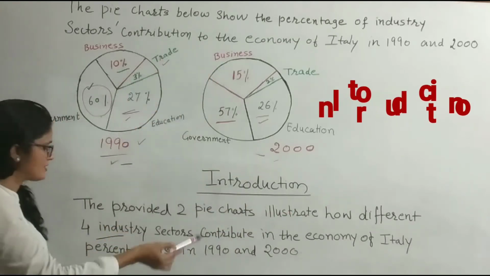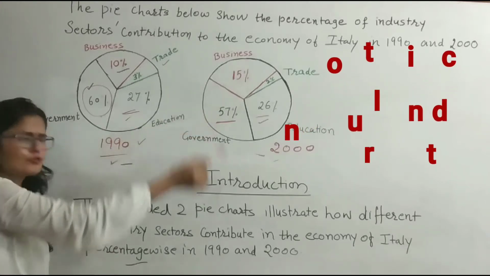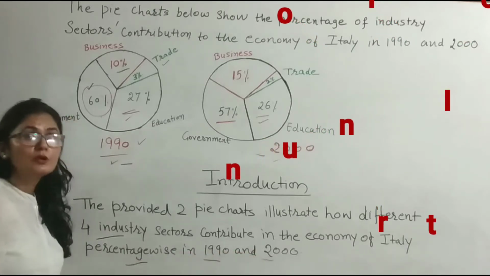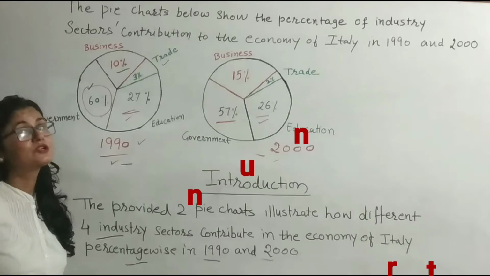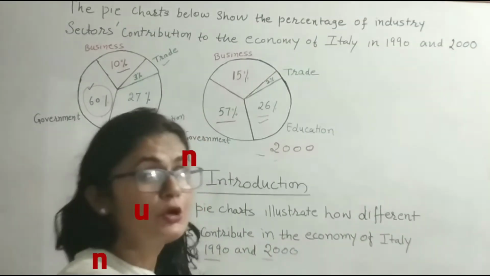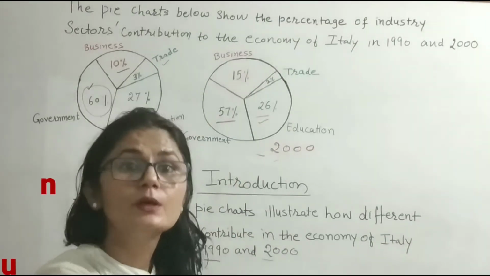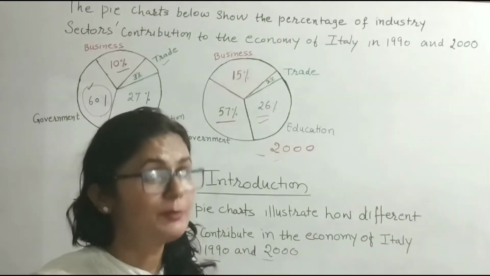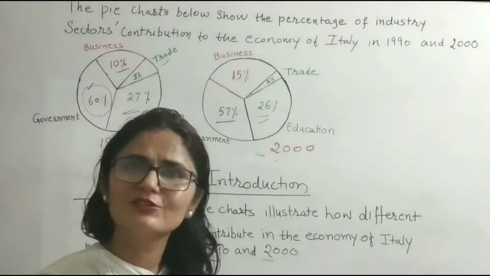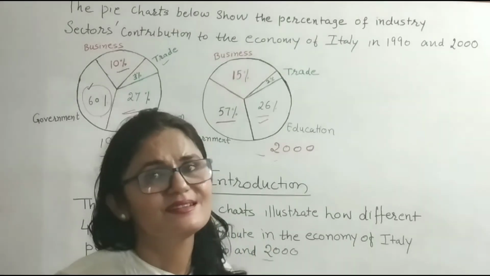In the statement it has been written percentage wise. See, the data is given in percentage. So I have written percentage wise, in 1990 and 2000. Very easily we can finish the introduction of any graph. I'm going to give you some time. Just write down the introduction of this graph also. WhatsApp me, mail me, or you can comment also. You have the time. Please write it down in your own words also. Try. Okay? Now you have the time. Start.